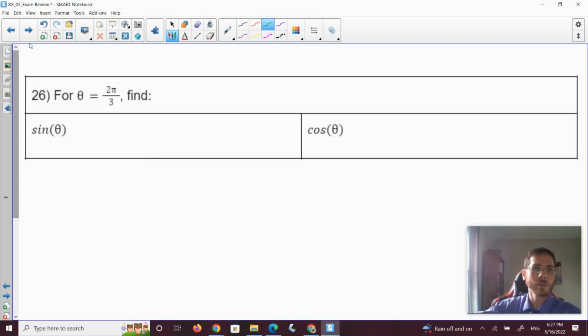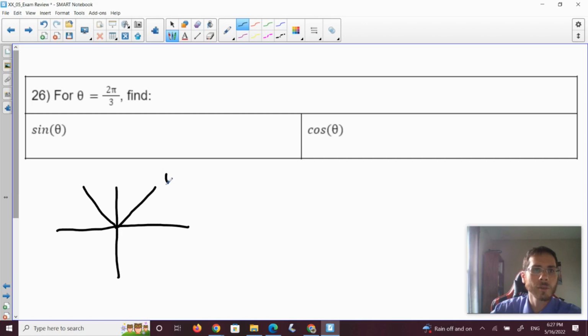For 26, theta is going to be 2 pi over 3. We've got to find sine of theta. So, all right, that doesn't seem like it's too crazy. We're going by thirds. So those are the ones that look like this. That's 1 pi over 3, 2 pi over 3, and then 3 pi over 3. So this is the one that we're going for.